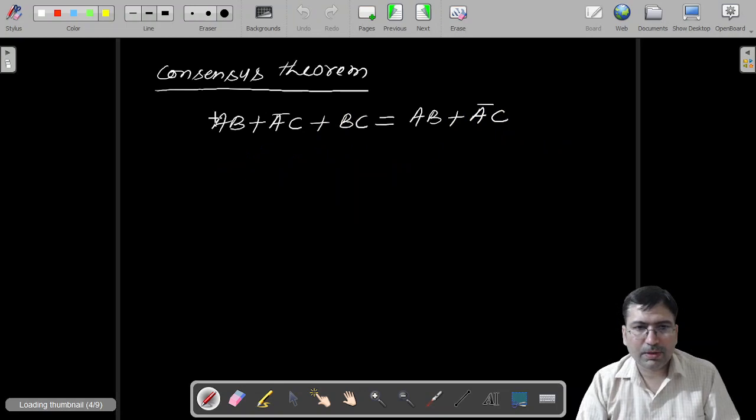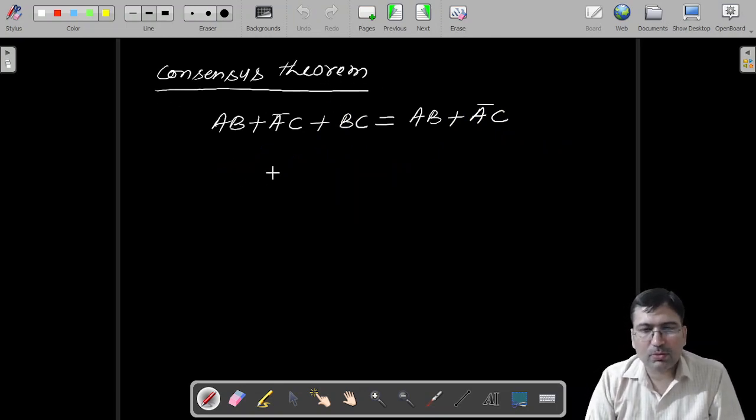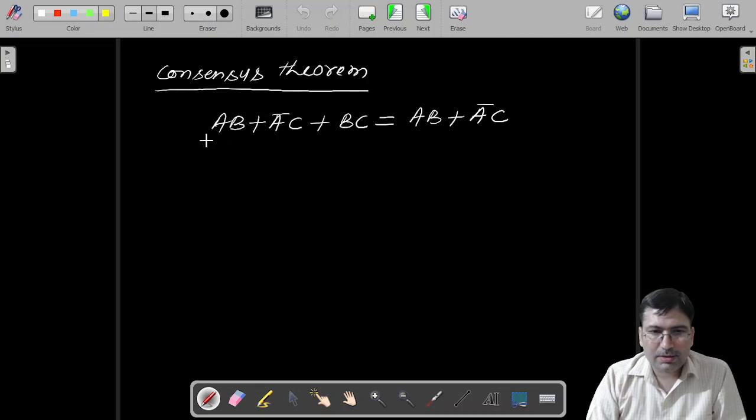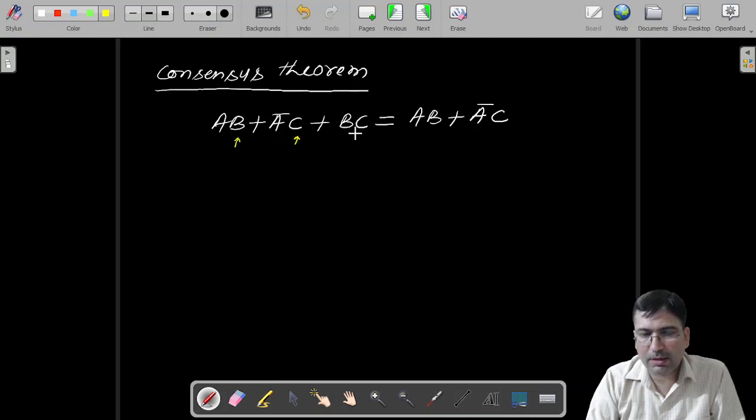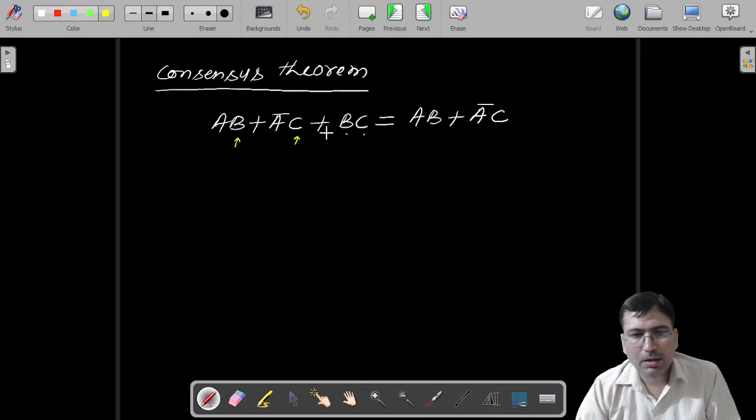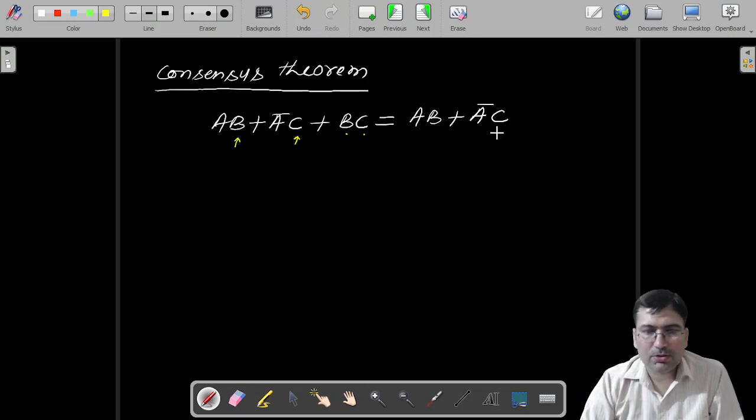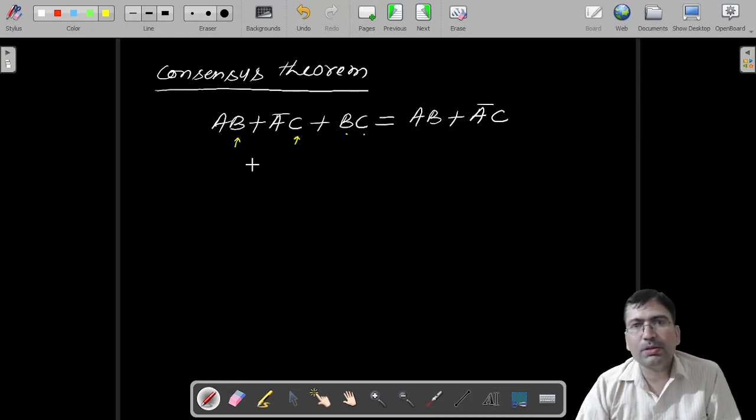The next theorem is the consensus theorem. So what is the consensus theorem actually? When there is a variable A written, and along with A there is a variable B, and if A is available as complemented with another variable, and if these two Boolean variables are available together like B and C, then this part will become redundant. So we can omit this and we can write AB or A bar C. This is the consensus theorem. If you want to prove it, there are multiple ways to prove it. We can use the truth table.